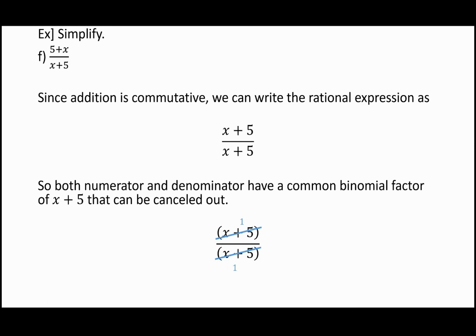I'm canceling out a binomial factor of x plus 5, both in numerator and denominator, and that's what makes it okay to reduce this to 1, which is its actual value.